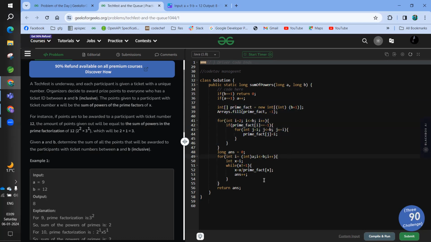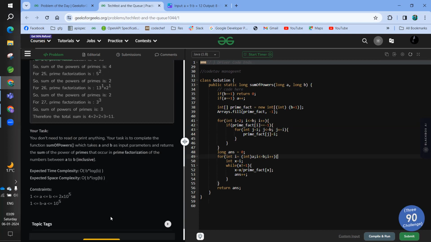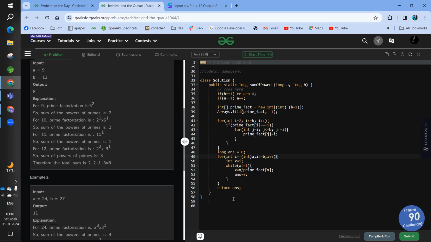So you will get the time complexity approximately order of V log log V, as mentioned here. Due to this sieve of Eratosthenes, we can make the process in this time complexity, which is more efficient for the given constraints. I think it's clear to you.